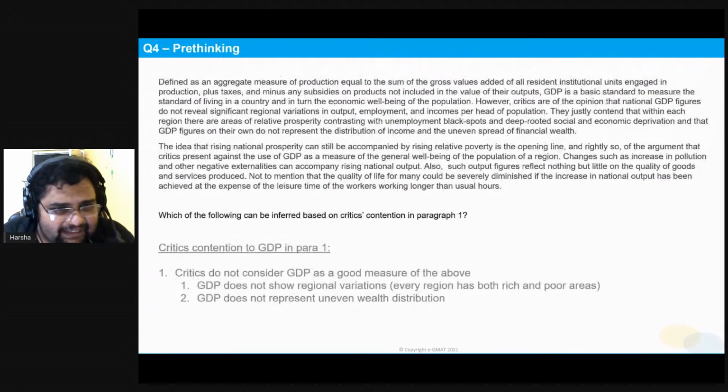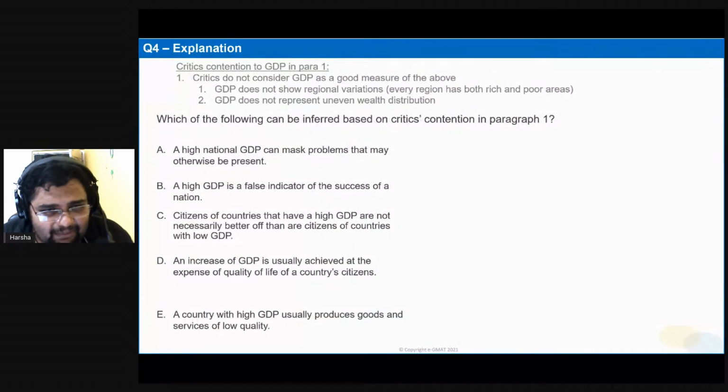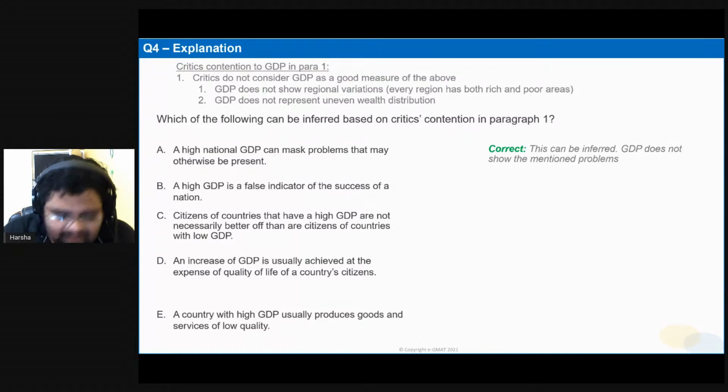Now, very, very easy because we have done all the analysis for this. We talked about this, right? Does the passage tell you about national high GDP? Yes. No, I mean, not exactly, but it is still the correct answer. But why is it the correct answer? This is something you can infer from paragraph 1. What does paragraph 1 say?